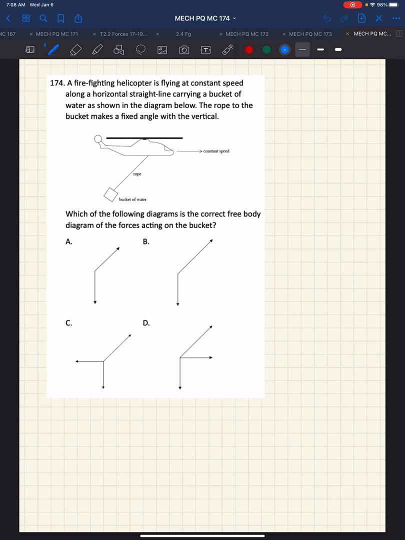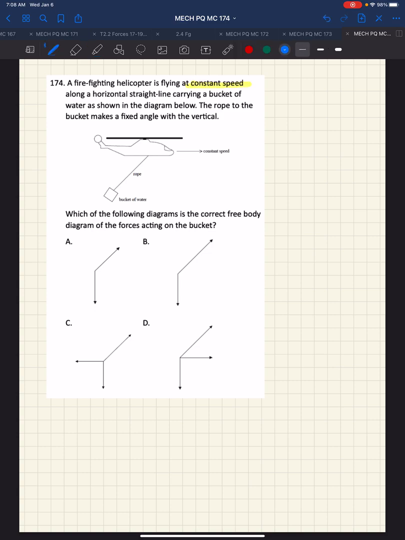So this question here, we have a helicopter that is carrying a bucket, and we've probably all seen images of this on the news. It's carrying a bucket that it drops down into a lake and picks up water, and it flies ahead. And the key thing that we are told about is that it's constant speed.